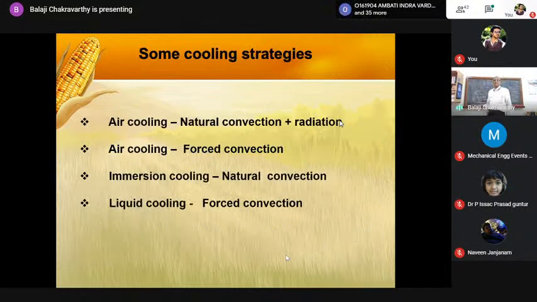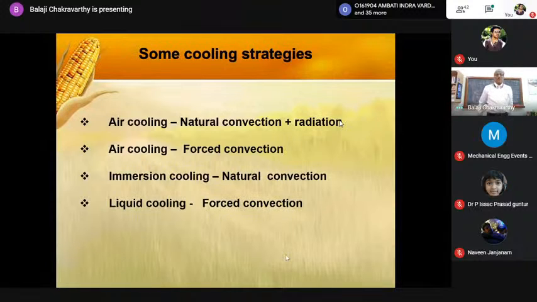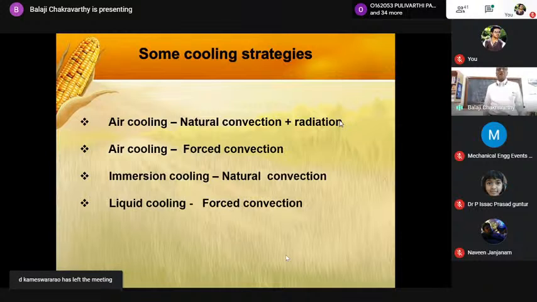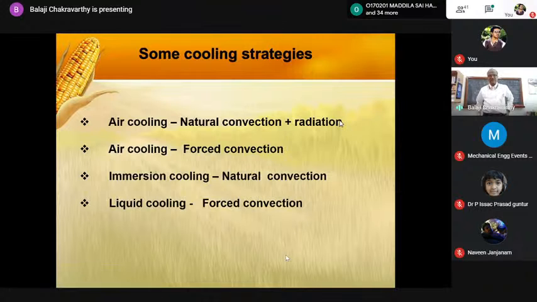So you can have air cooling, natural convection plus radiation, or you can have air cooling with forced convection, just like your automobile radiator, or the fins you must have seen in your 100cc bikes. You've also seen the radiator in the cars. Immersion cooling with natural convection. So you can just put something.